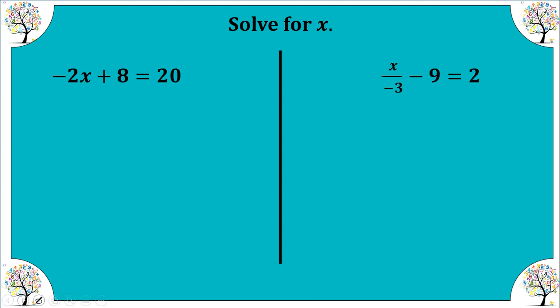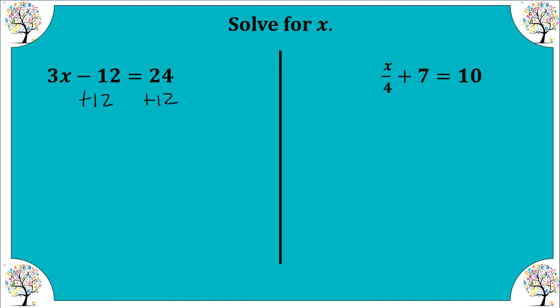So remember, whatever we do to one side of the equation, we must do to the other. So we're going to add 12 to both sides, keeping it balanced. Bring down your 3 times x. And remember, your goal is to isolate x to see what the solution is. Remember, the solution is the value that's going to make the left side equal the right side.